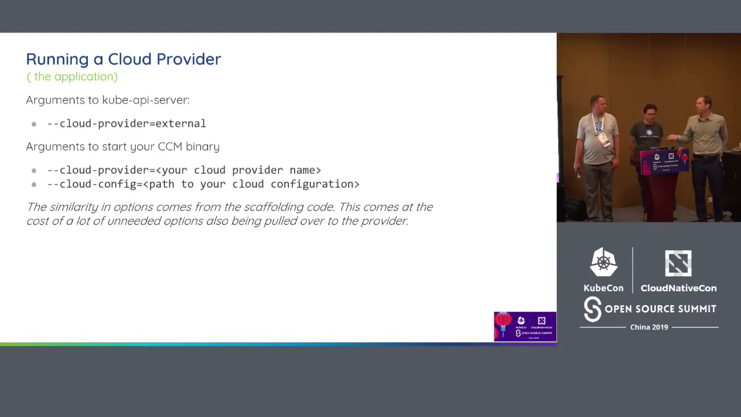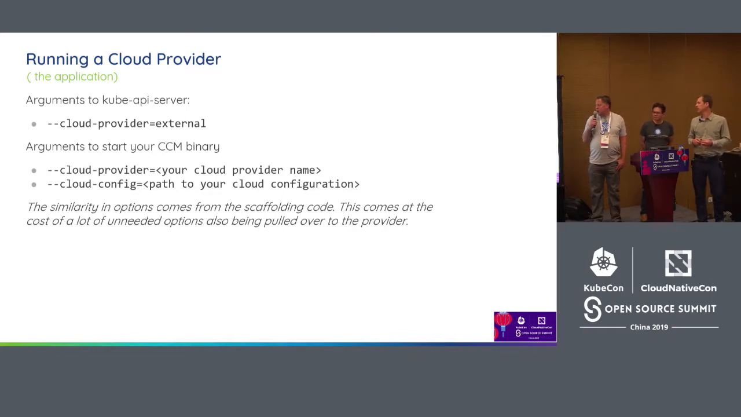Now the similarity in options comes from the scaffolding code. The cost of this is that there are a lot of unneeded options that are being pulled over to the cloud provider. And this is an issue that is actually pretty old by now, but it's still something that I think longer term the SIG cloud provider should be looking at addressing.